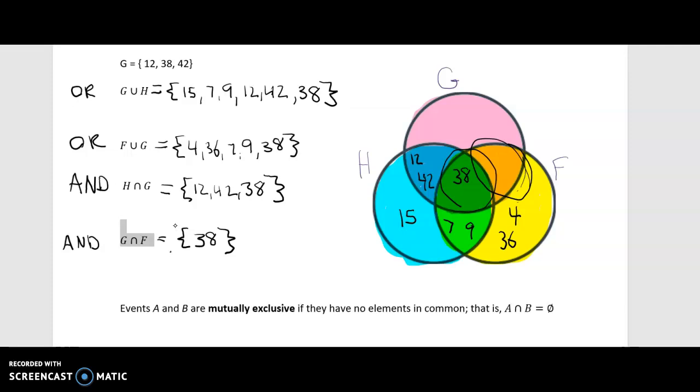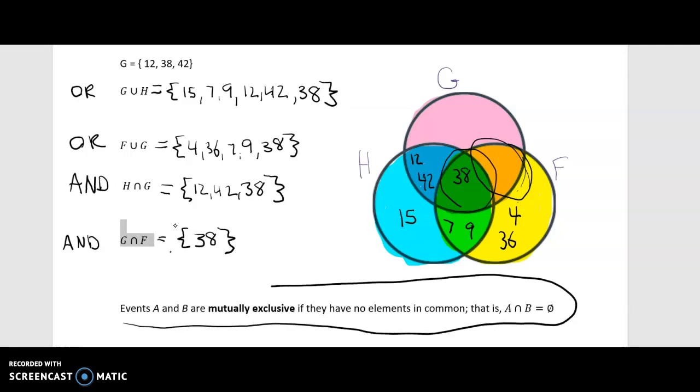Final note: events A and B are called mutually exclusive if they have no elements in common. That would mean A intersect B is an empty set. So if we have no elements in common, we're going to call something an empty set, but it's also mutually exclusive. Here in this example, we don't have any mutually exclusive items because there are no empty sets.